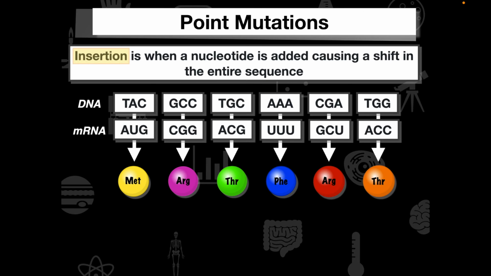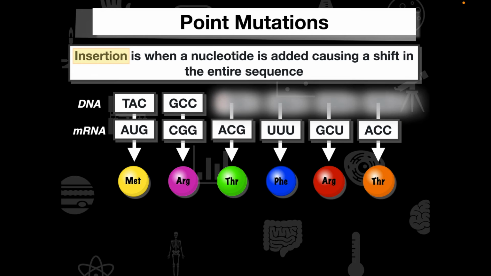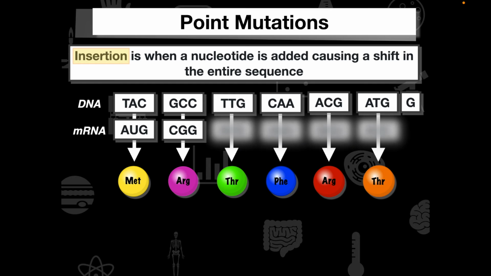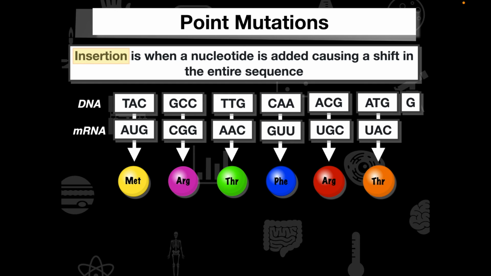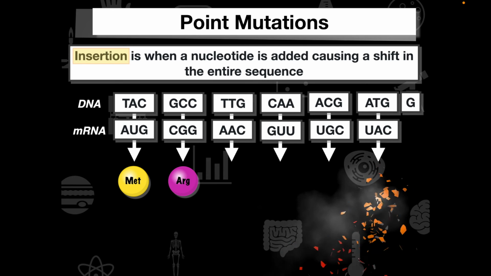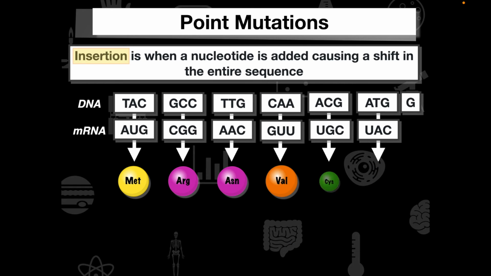Alright, so now let's look at point mutations where we have an insertion or deletion. An insertion is where a nucleotide is added, causing a shift in the entire sequence. So if we insert this T into our DNA sequence, that is going to cause a shift along the entire DNA sequence. When that shift occurs, it's going to change all the subsequent mRNA codons along the sequence. As a result, what we see is an entirely new sequence where that individual nucleotide was added.